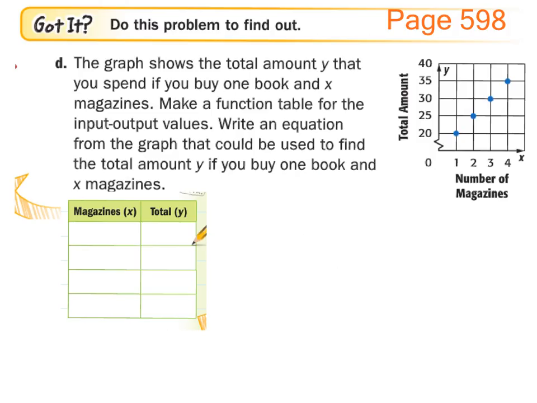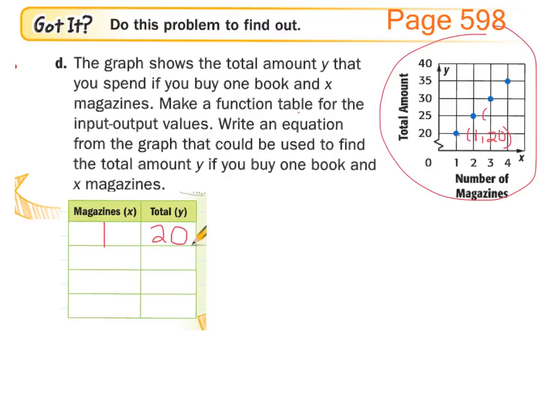So let's give it a try here. Put it all together. Here they would like us to fill out and find out the total amount y that you spend on one book and x on magazines. Make a function table for the input and output values. And you notice that it's empty right now. We're going to fill in the function table. In order for us to do that, we're going to look at our chart graph. So if we go ahead and label on our graph that this first point here would be at 1, 20, that's our input. The x is 1 and the y will be 20.